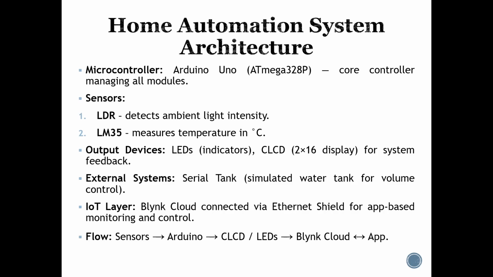Now, coming to home automation system architecture. The home automation system consists of several key components like Arduino or microcontroller ATmega 328P as the brain of the system, sensors and peripherals like LDR, LM35 temperature sensor, CLCD, LEDs, and serial tank simulator. Also, Blynk Cloud and app for data exchange and user interface. The data flows between sensors, Arduino, and the cloud, allowing the system to make decisions automatically or based on user input.